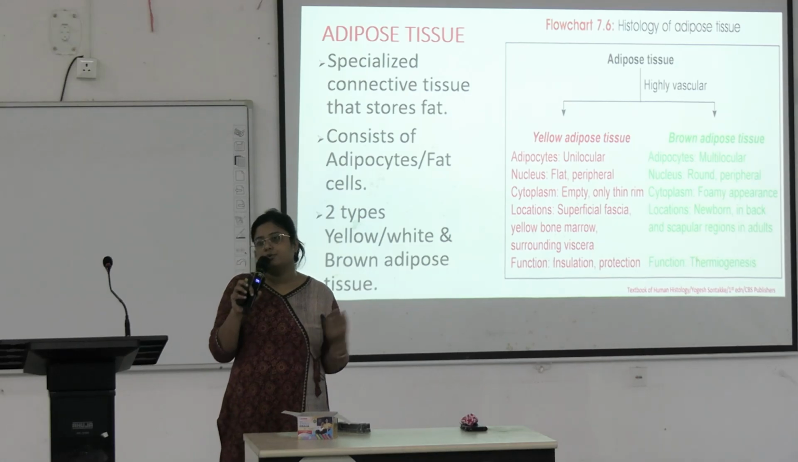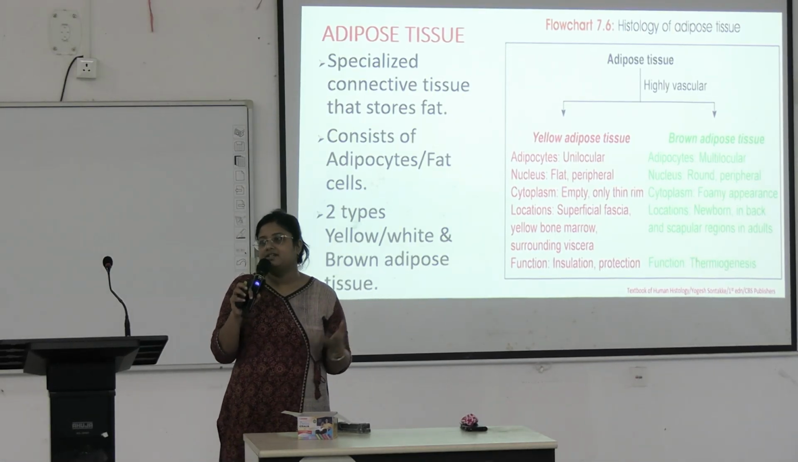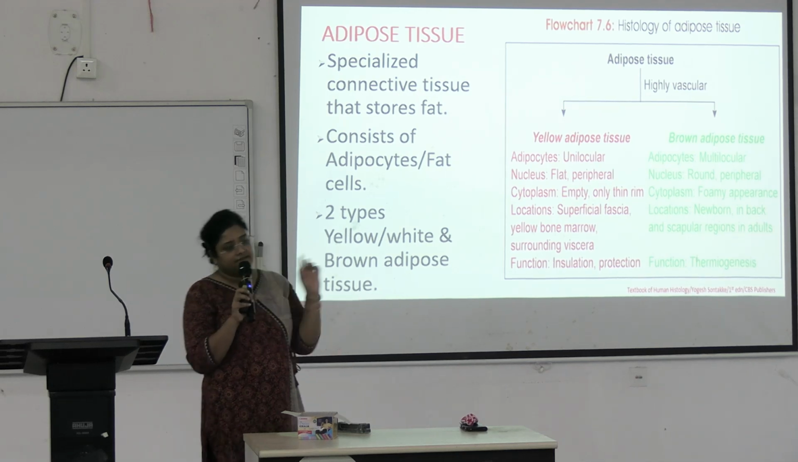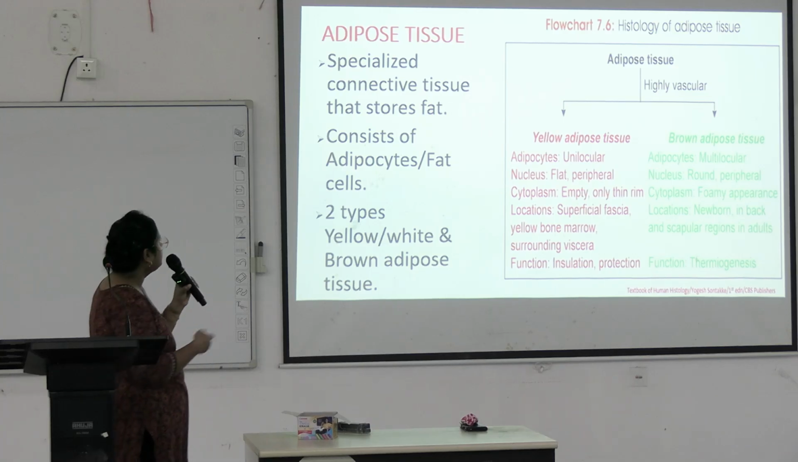Okay, and for those adults who have brown adipose tissue, the basal metabolic rate is high. Okay, they do not gain weight because of the presence of this brown adipose tissue. Next.